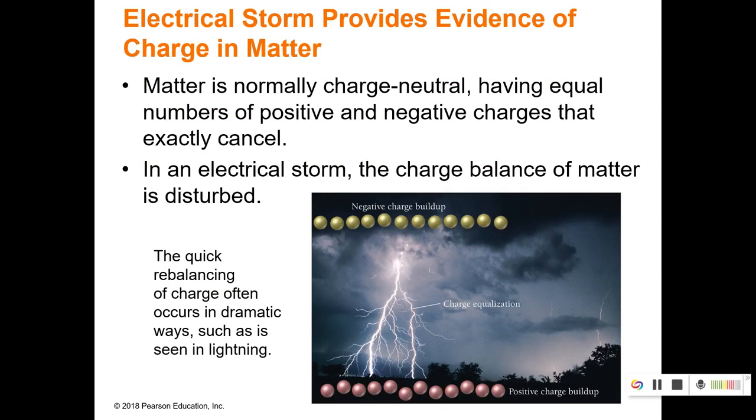Okay, so electrical storms provide evidence of charges in nature. So most matter is going to be charge neutral, so it's going to have no charge. So it'll have equal positive and equal negative so that they cancel out. But in an electrical storm, the charge balance is disturbed. And so that lightning coming down from the sky is that rebalancing of the charges.